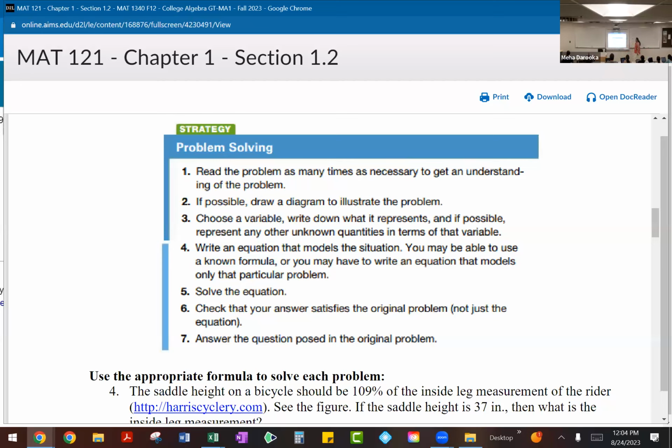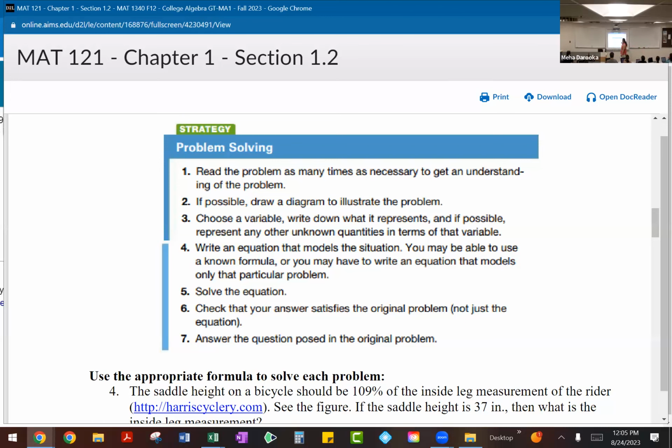Choose a variable, and write down what it represents. So if you choose X, just make a quick note of what X represents, like they said, number of years from 1990, or Y represents the median income for women. Normally I would say use a variable that represents the value you're trying to find. So if it's height, I would go with H; if it's distance, D, that kind of thing. Once you have that preliminary work done, write an equation that models the situation. You may be able to use a known formula like distance, rate, and time, or area and perimeter formulas, or you may have to write an equation that models only that particular situation.